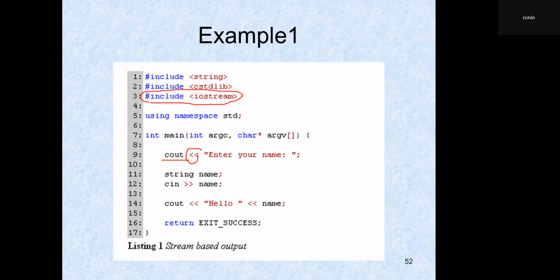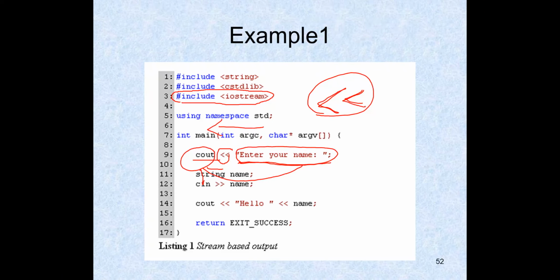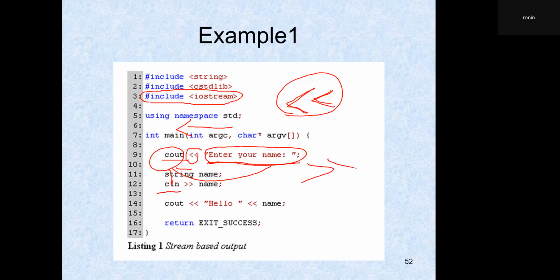Cout, look, double left arrow. This is an operator used for output. This is a stream output, like a flow, like the stream flows from this side to this side. Cout is a device. So the stream flows from this side to this side. We use the double left operator. Cin follows double right arrow. Look, this is the device, like the keyboard. The stream flows from this side to this side, from the keyboard to a variable.